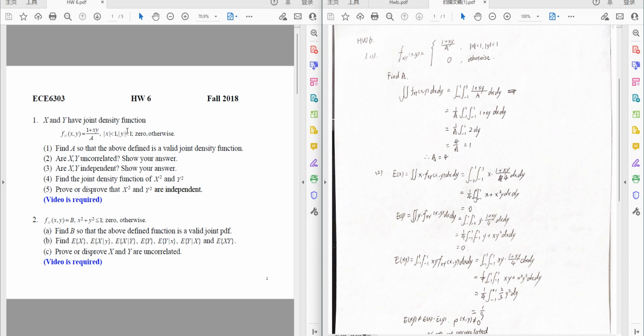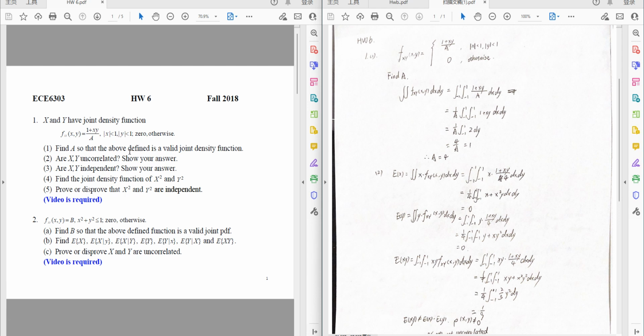Now, let's look at this question 1. Firstly, we're given the joint probability density function of x and y with a constant a, as shown here. Now, we will use this information to derive some properties. The first problem is to get the value of a, so we can have the total joint density function.